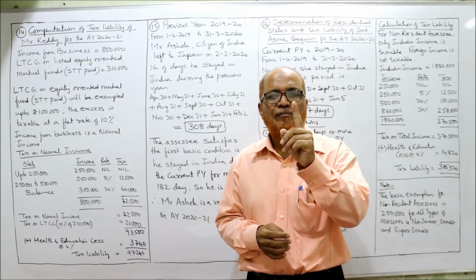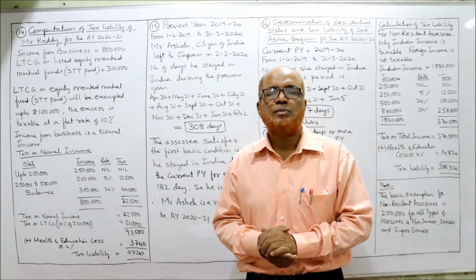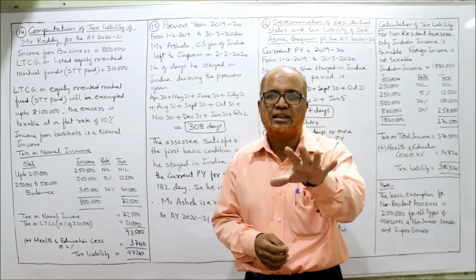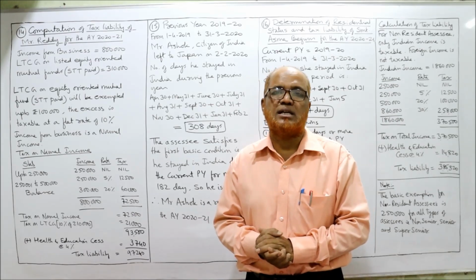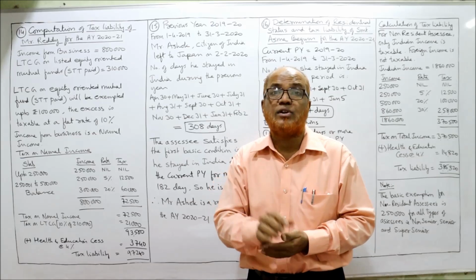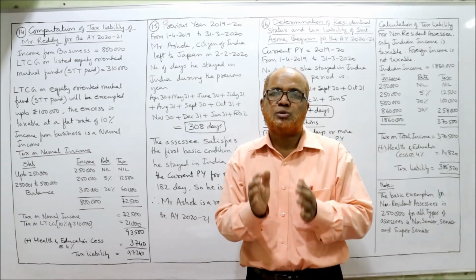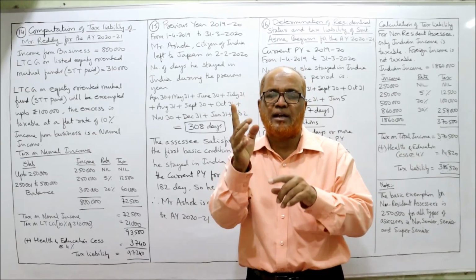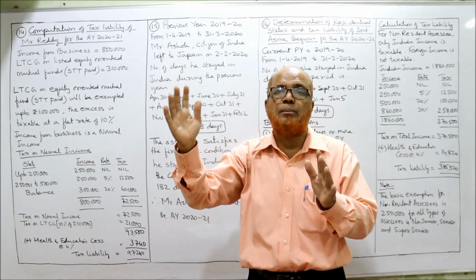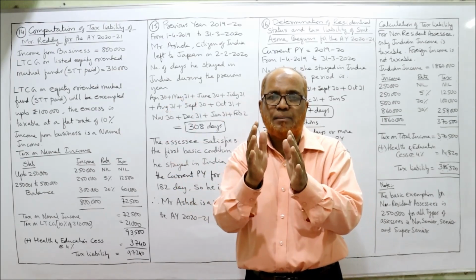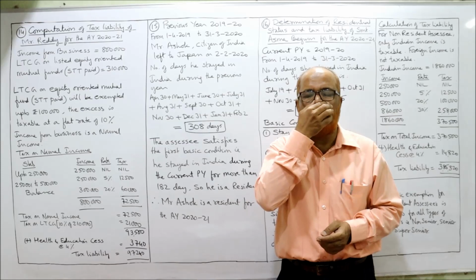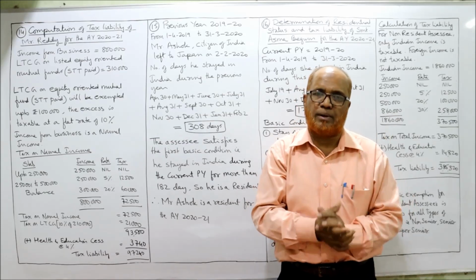Then in that case only the first basic condition will apply. The first basic condition is 182 days or more he must stay in India, then only he will be treated as resident. If the first basic condition is not satisfied, he will be non-resident for special category persons. First special category: an Indian citizen living abroad on employment basis. If there is such a person, then only the first basic condition, 182 days, will apply. The second basic condition will not apply.